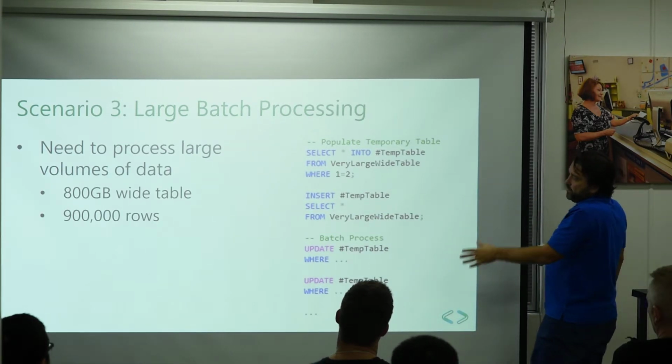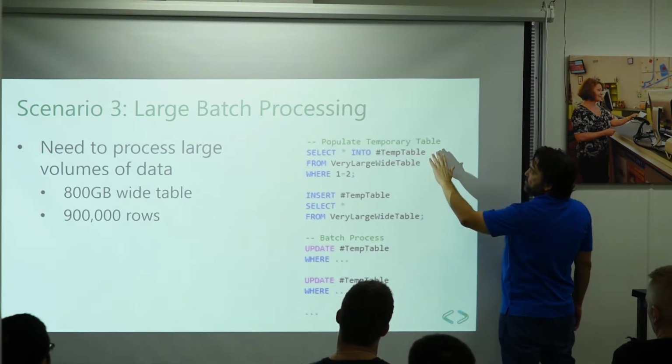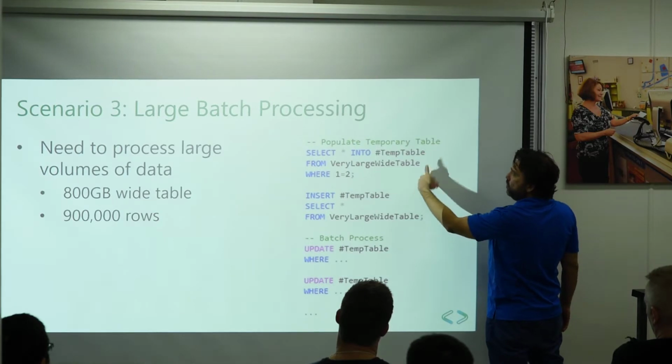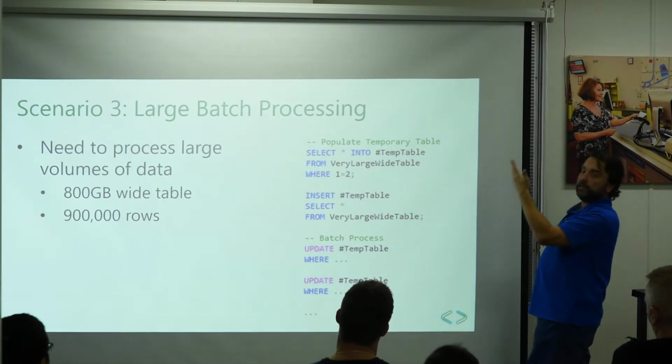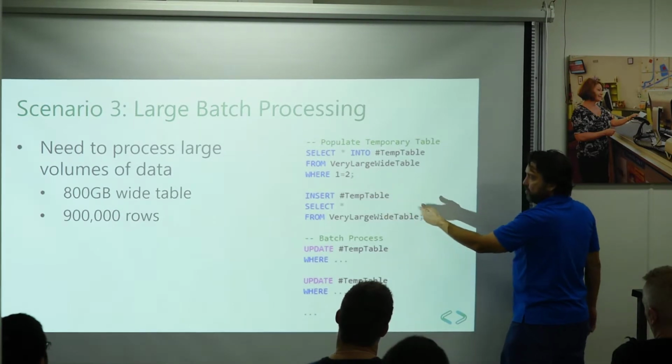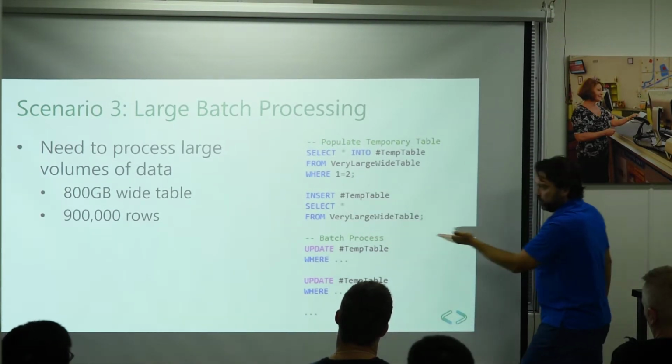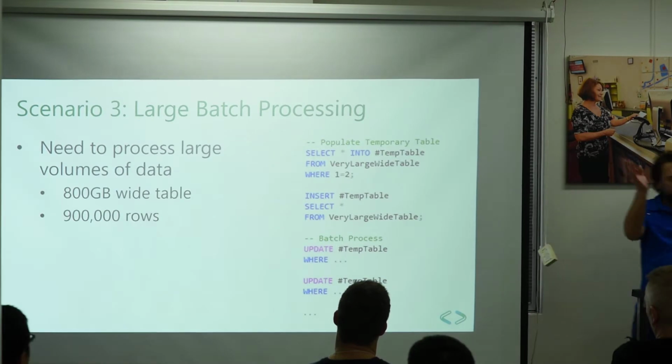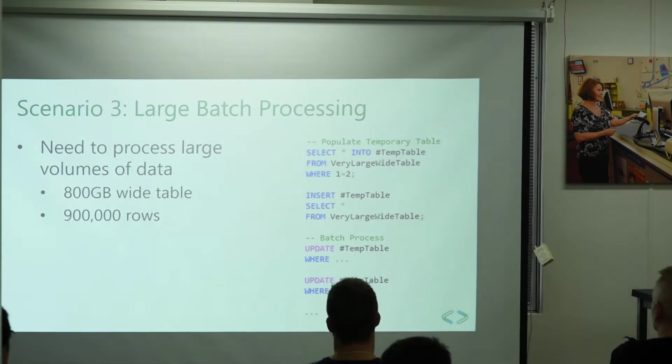So have a look at this particular pattern. You populate a temporary table: select star into a temp table from a very large, wide table, where 1 is equal to 2. Then insert into that hash table, select star from the very large, wide table, and then you do the update, select, and so on, and repeat that process.